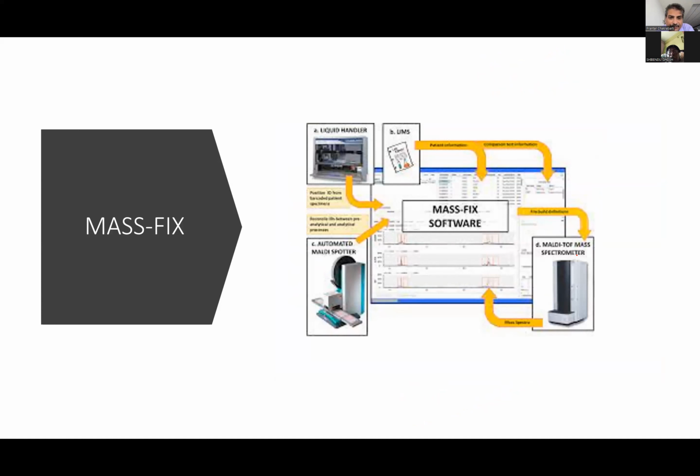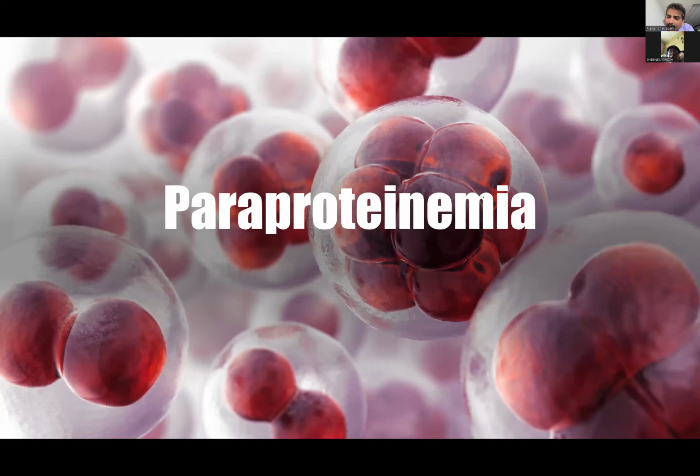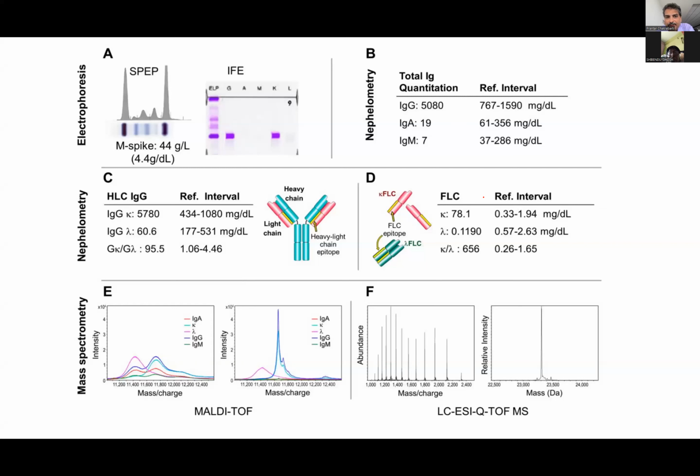And this is the mass spectrometry setup, which has a liquid handler, laboratory information system, and automated multi-spotter. This is the spectrophotometer, and this is the software which can detect it. All the basic science institutes already have this platform. So anyone who wants to do a dissertation on it can collaborate with the basic science institutes. So this is paraproteinemia. Now let me come to my patient.